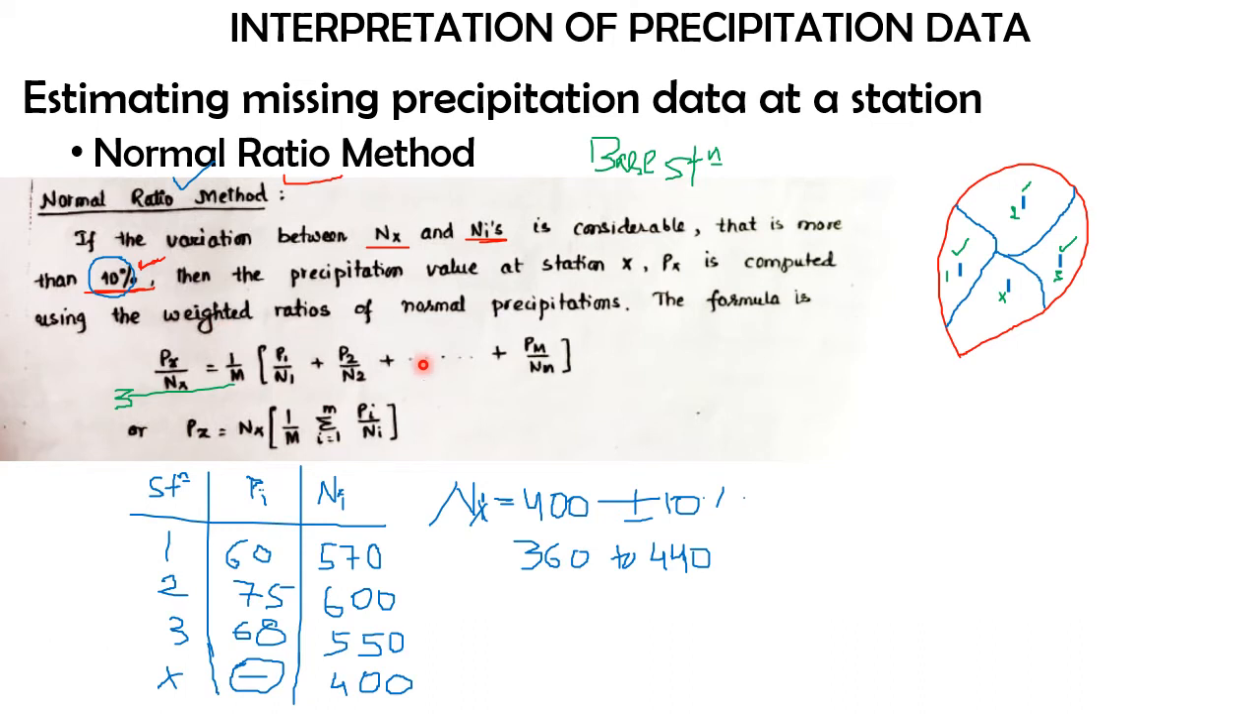Ultimately what I wanted to say here is, if the variation between the rain gauge stations and the rainfall characteristics in a catchment area is too high, at that point of time we can use this normal ratio method, where even this variation in distribution will be considered for the calculation of the value of Px.